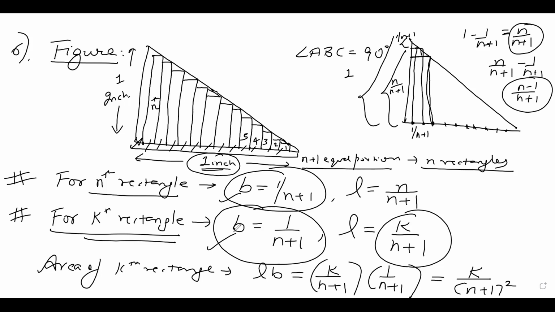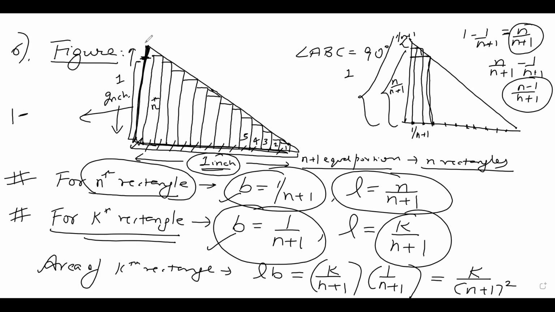But if you look at the length, the length of the nth rectangle is n upon n plus 1, as we have seen, because this horizontal part, this vertical part and this horizontal part are the same. So how much will this part be? This part will be the whole 1 inch, leaving out this small portion, which is 1 upon n plus 1. So this is going to be n upon n plus 1. That means for the nth rectangle, my length is n upon n plus 1. So for the kth rectangle, it's going to be k upon n plus 1.